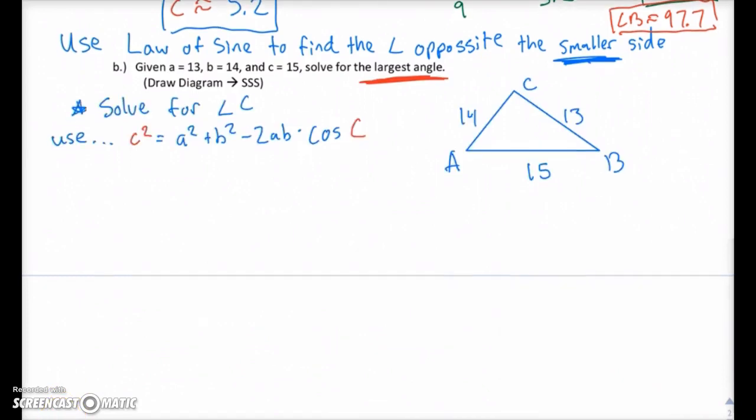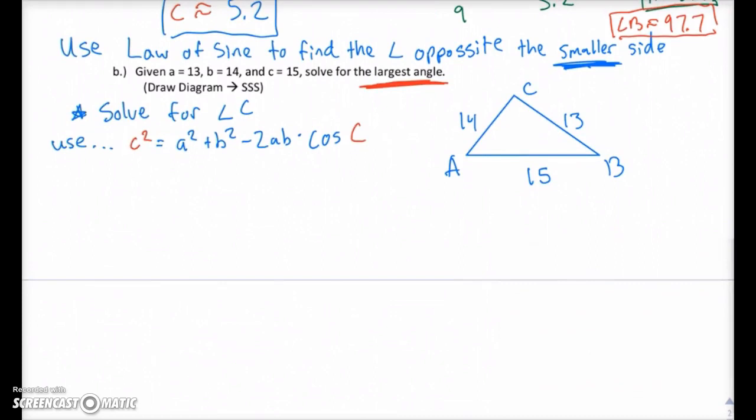All right, so this is the diagram that I drew. In this case, we're given side, side, side. And if our goal is to find the largest angle, we know that's going to be from the opposite side. So we're going to try to solve for angle C, right? So we'll be using the formula solving for angle C.